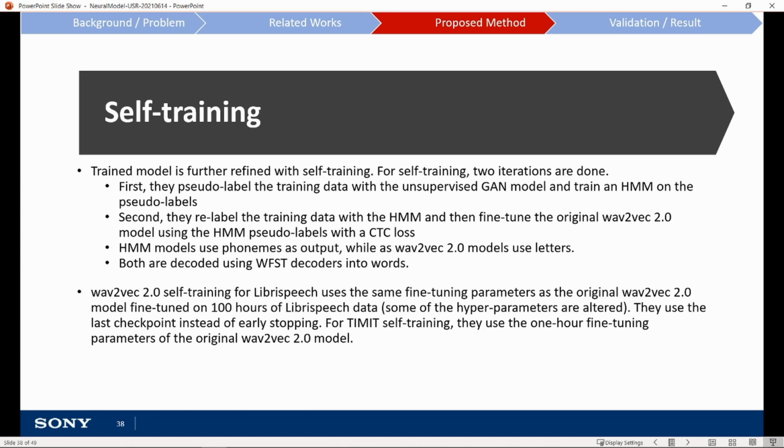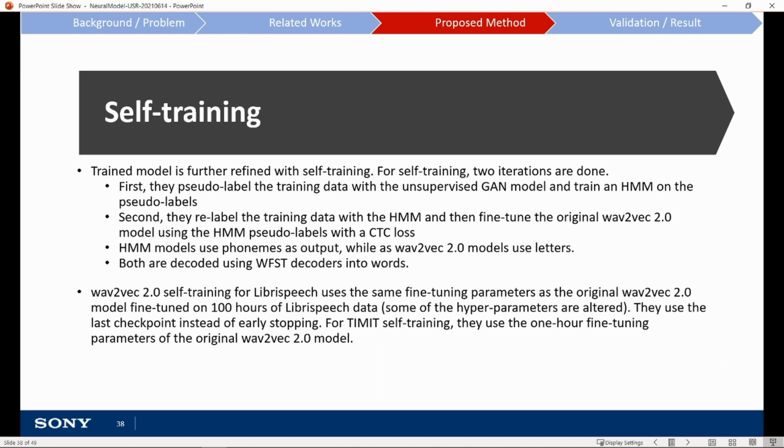After performing this unsupervised training of the GAN, they further refine the model with self-training. For self-training they do 2 training iteration loops. First they generate the pseudo labels of the training data with the GAN model that was trained earlier, and then they train a hidden Markov model on the pseudo labels. Then they further relabel the training data with the HMM and fine-tune the original wav2vec 2.0 model using the HMM pseudo labels with CTC loss.